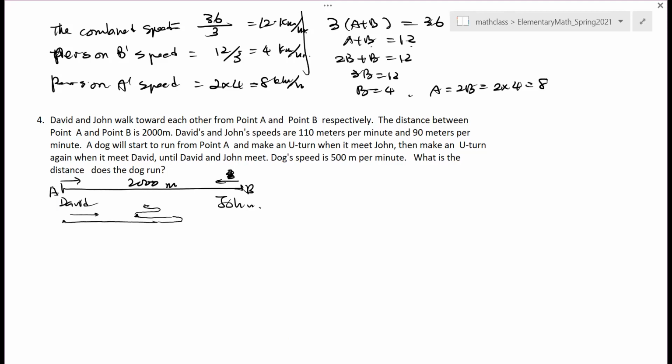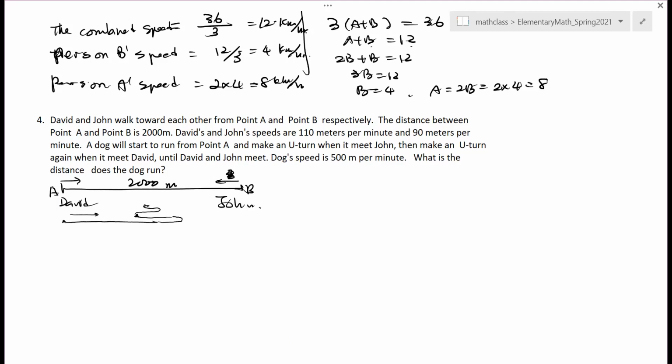Let me repeat again. The time it takes for the dog to stop, because the dog starts to run, and first goes faster than David, then meets John, then comes back to see David, and then again goes back to John, then back to David, so many times. But you need to know the time for the dog to stop. That's how much time, right?